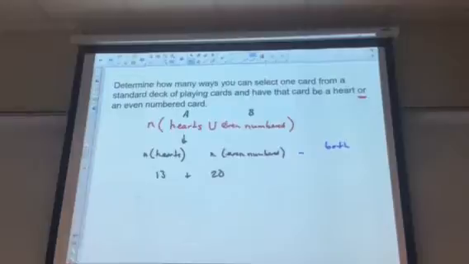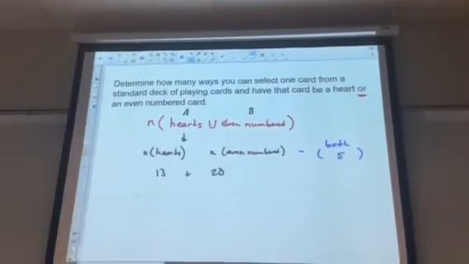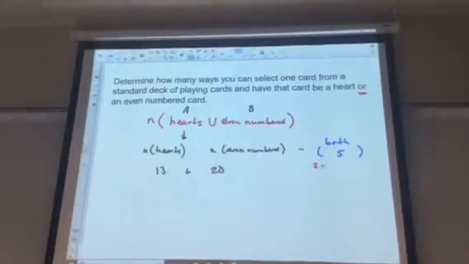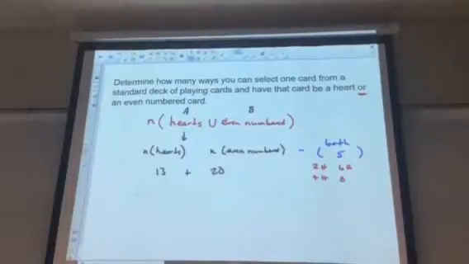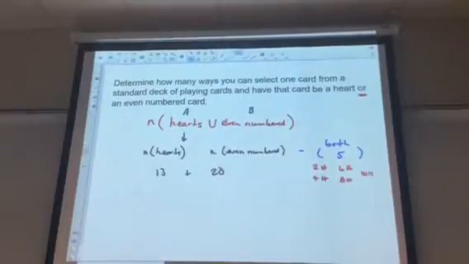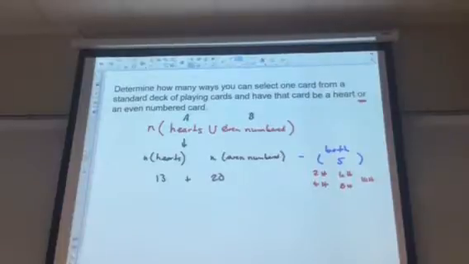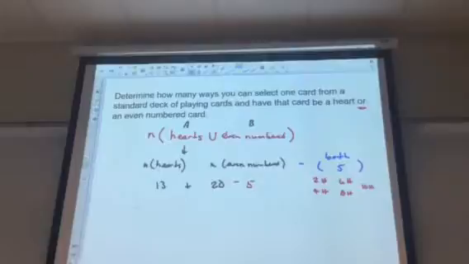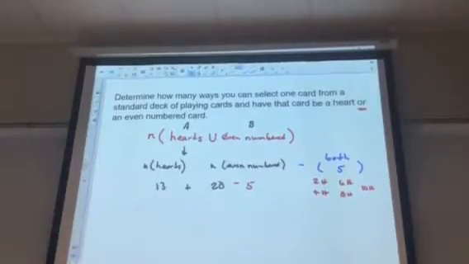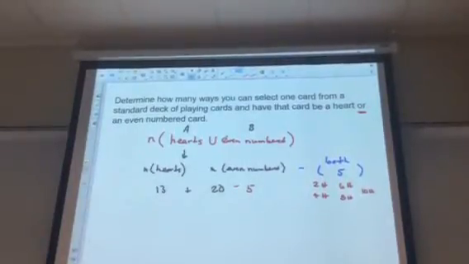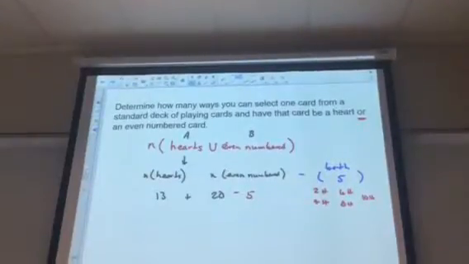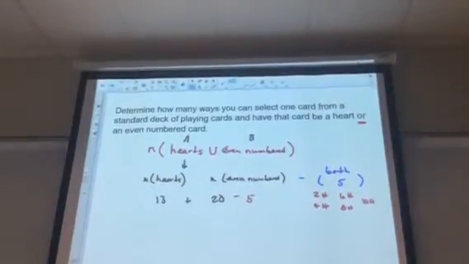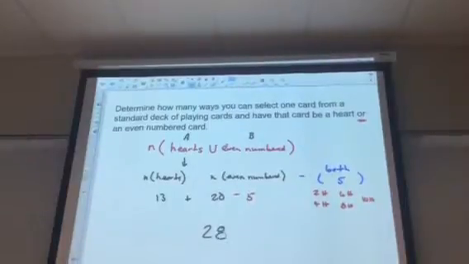Okay, so even numbered cards that belong to both of them, there are going to be 5 of them. There is the 2 of hearts, the 4 of hearts, the 6 of hearts, the 8 of hearts, and the 10 of hearts. There are the 5 that are both. So we're taking those additional 5 cards away because they've already been counted as one of the previous 2 sets. To say there's 33 possible cards that would work out is not quite right. There's actually only 28 cards that are going to be right.